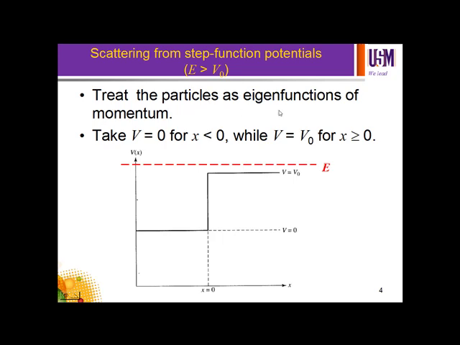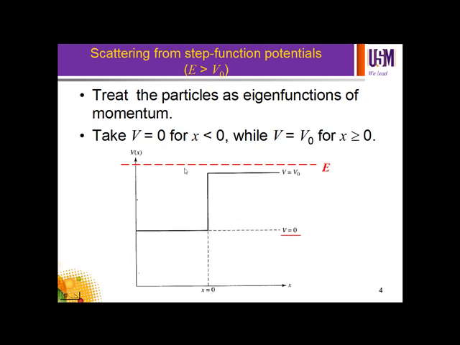Treat the particle as eigenfunctions of momentum that was discussed in the previous segment. Take V equal to naught for x less than 0. So here you can see that V is equal to naught. Usually we put the x-axis here, but this is to make it clearer so that you can see the step potential, where the step starts from V equal to 0 to a value V naught. Okay, and the wall of the potential is at x equal to 0.